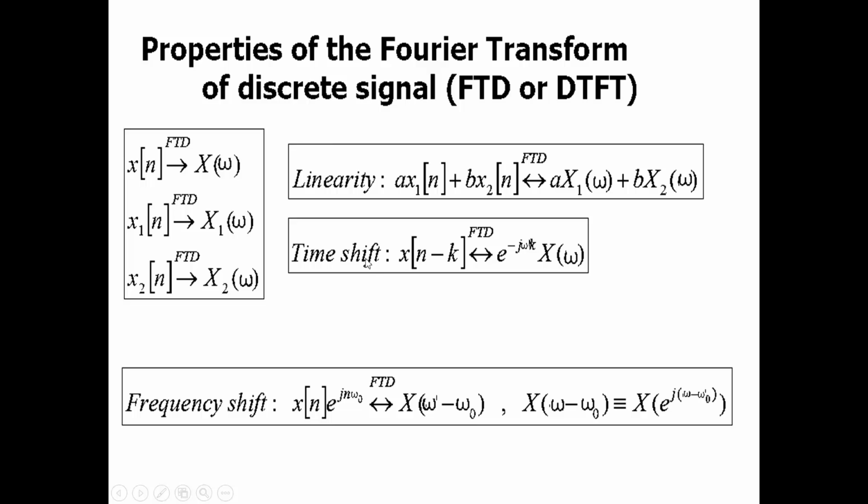The other property is time shift. When there is a sequence x(n) delayed by k samples, that means x(n minus k), its Fourier transform will be equal to e to the power minus j omega k times X(omega).